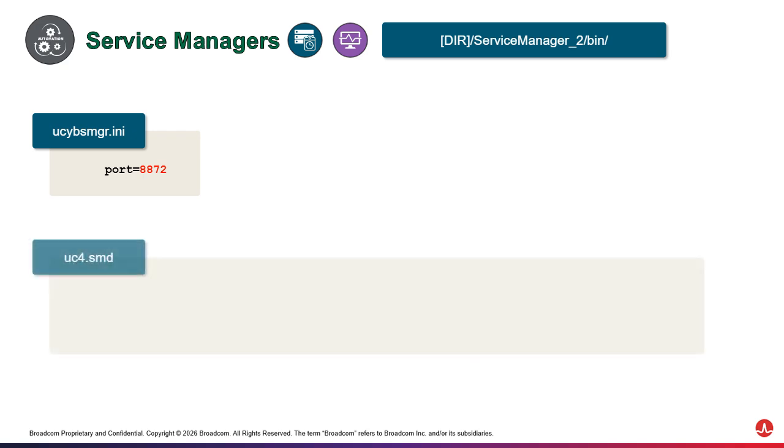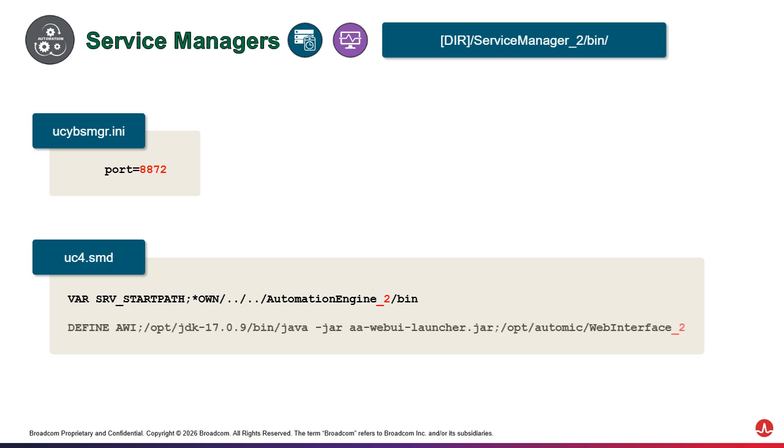Next, the SMD files should be modified. For AE, change the value of start path to the new automation engine directory. When started, the service manager will start the server processes using the executables in this directory. For the web interface, set the path of the web UI launcher to the version 26 web interface directory. You'll then be in a position to run both versions of AWI.